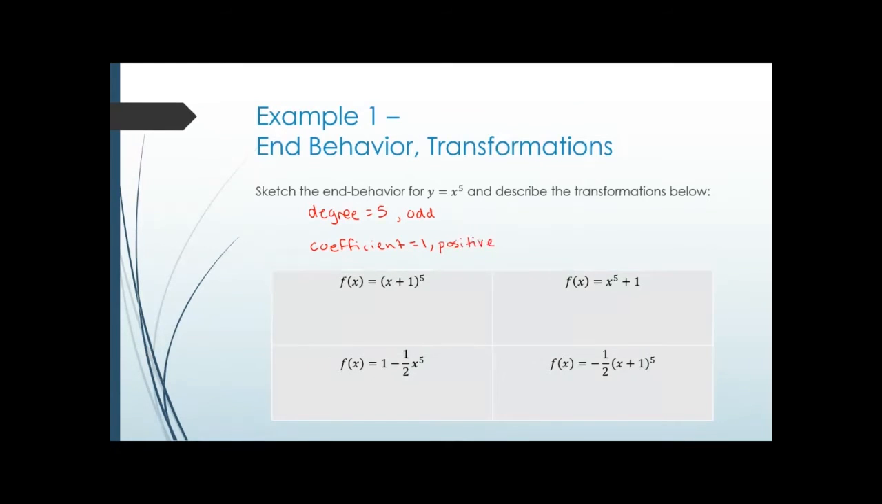So anything that has an odd degree and it is positive is going to look like this for the end behavior. So that is the basic shape. And then these transformations occur to the basic shape, shifting it left, up, down. The same transformations that we saw last week, they still apply here.